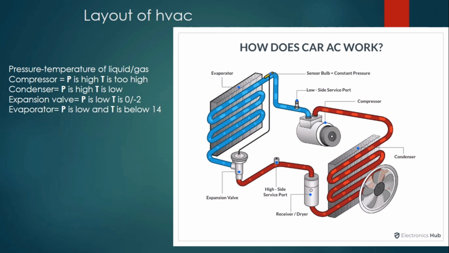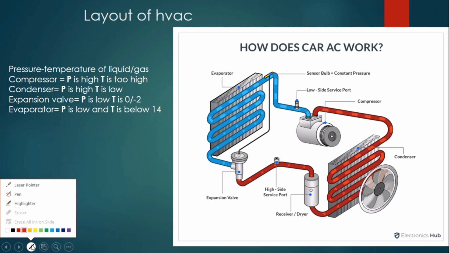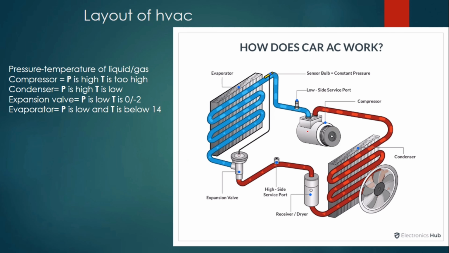The layout of HVAC. In here we have a compressor. In the compressor the gas and the refrigerant oil will be compressed. Then it will go to the condenser. When the oil, refrigerant and gas are compressed, the pressure will be high and the temperature will go high. Then it will come to the condenser.